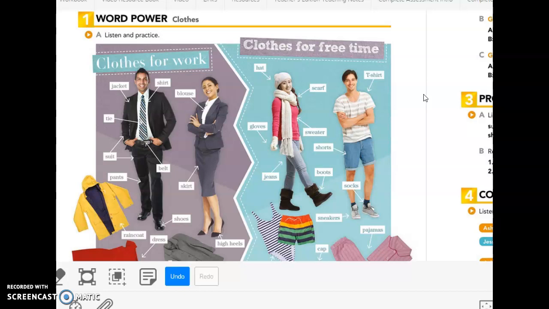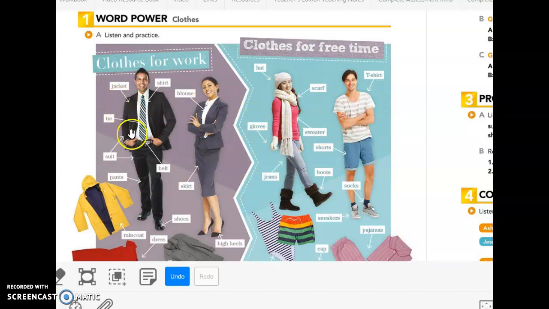Primero, we are going to work with the vocabulary. Vamos a trabajar con el vocabulario clothes, okay? Then we are going to present another page where you can review some items of clothes. Yeah, perfect. We are going to differentiate clothes for work and here you have clothes for free time. Esta página de aquí la tenemos en el libro, así que podemos revisarla ya. Okay, we are going to practice.